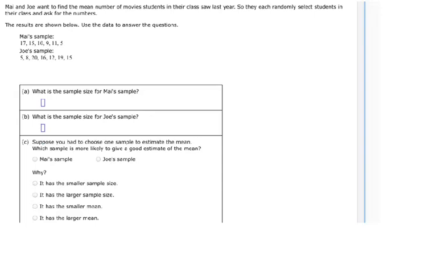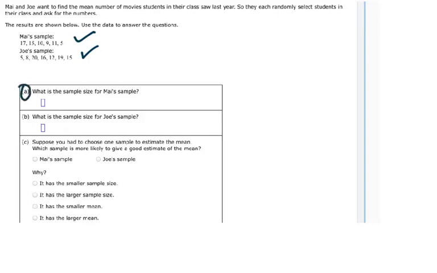Okay, I'll try to do this fourth one quick, hopefully. Maya, I think, and Joe want to find their mean number of students in their class this year. They want to find their average. So they randomly select students in their class and ask for the numbers. The results are shown below. Use the data to answer the questions. Here's Mia's sample: 17, 15, 10, 9, 11, and 5. And here's Joe's sample: 5, 8, 20, 16, 12, 19, and 15.